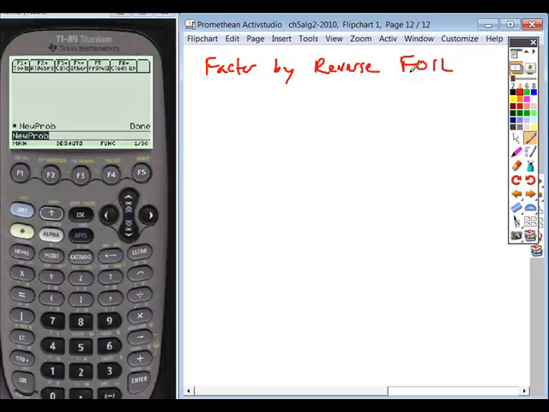Okay, so everybody remembers what FOIL means, right? The product of the first, product of the outer, or the sum of the products of outer and inner, and then product of the last. Okay, so we're just doing this process in reverse.